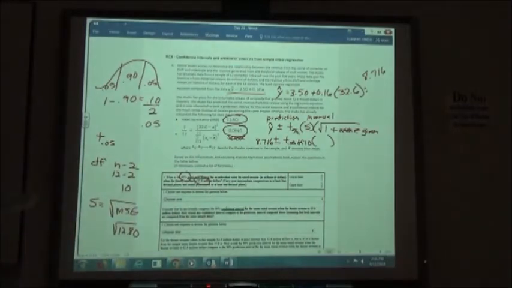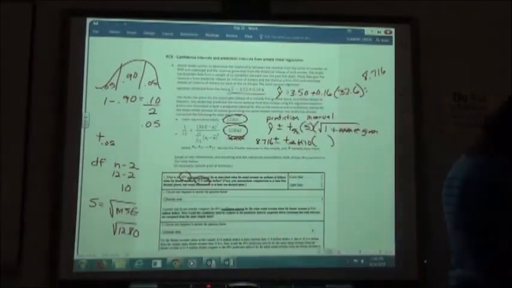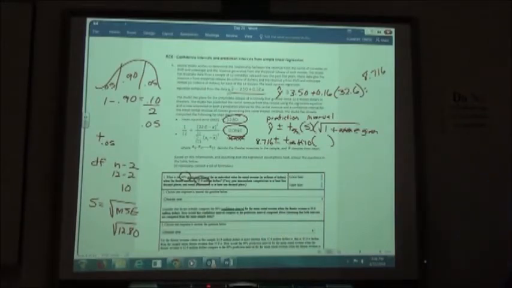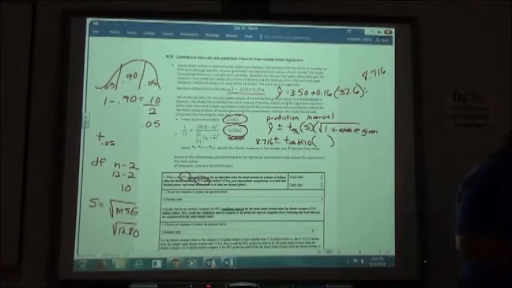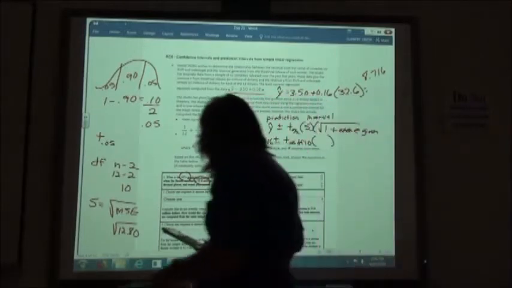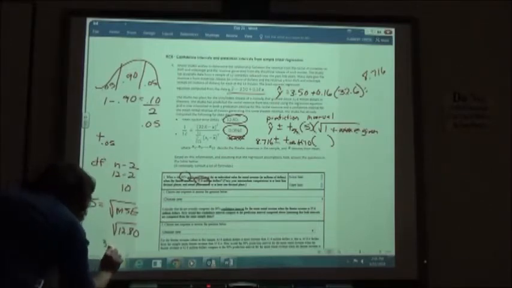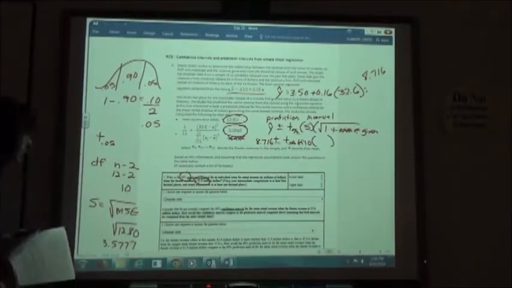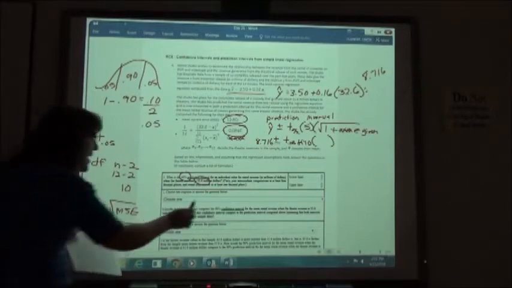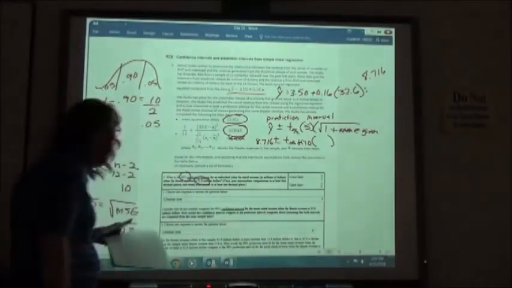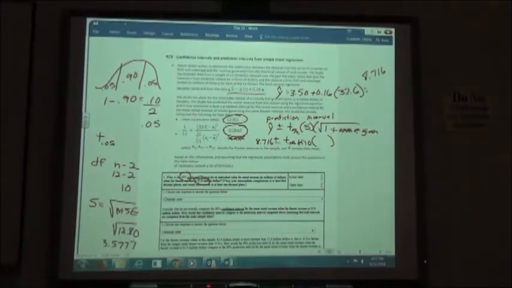So if you go ahead and grab your calculator and do the square root of 12.80, I get 3.57777. We're going to carry our intermediate calculations out to at least 3 or 4 decimal places. I carried it out to 3.5777. Usually I like to carry it out at least, oh, does it tell me? It does. Carry your intermediate computations to 4 decimal places. So we want to go at least that far.